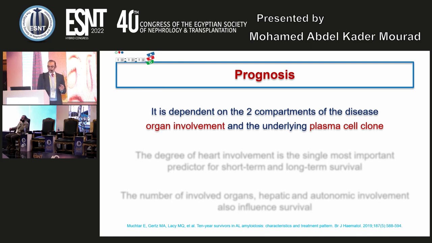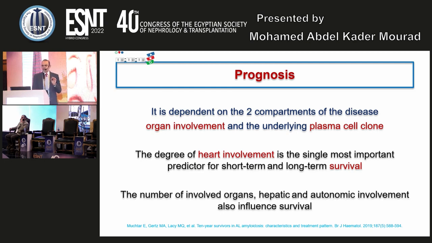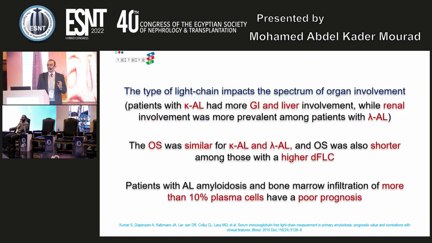What about the prognosis? It depends upon two compartments. The first is the organ involvement, and the other is the plasma cell clone. The degree of heart involvement is the single most important predictor for short or long survival for those patients. And the number of involved organs, either hepatic or autonomic, may influence the survival of those patients.